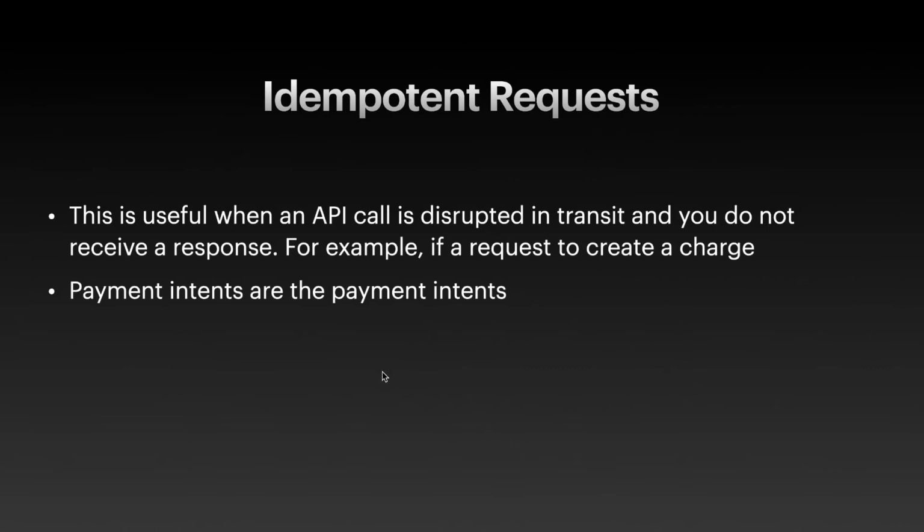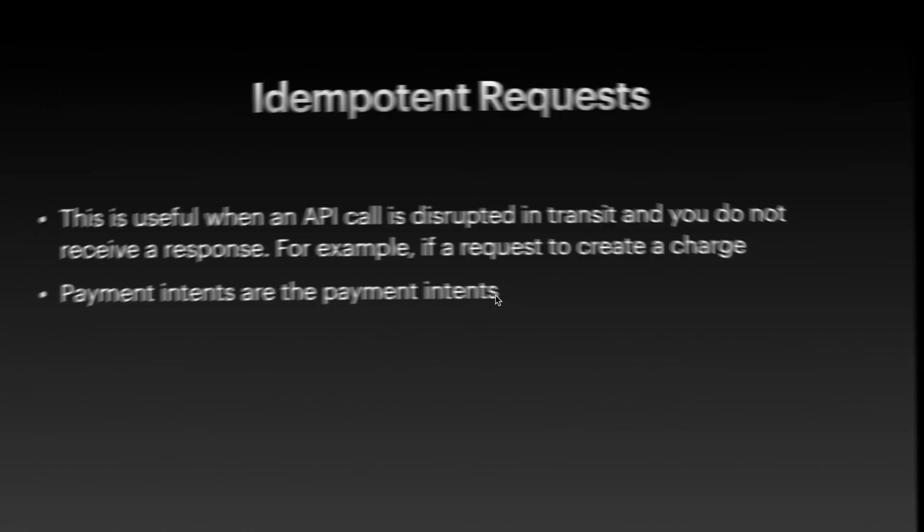Idempotent requests are used to avoid charging the customer twice, or calling the Stripe API twice. This sometimes occurs when the network fails and you make another request. If you create an idempotent request, you will only call once. So it's important to create a unique key, so that if you call the API twice, only one call will work.